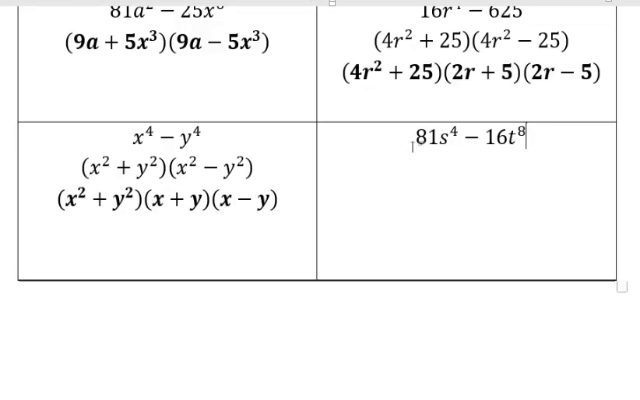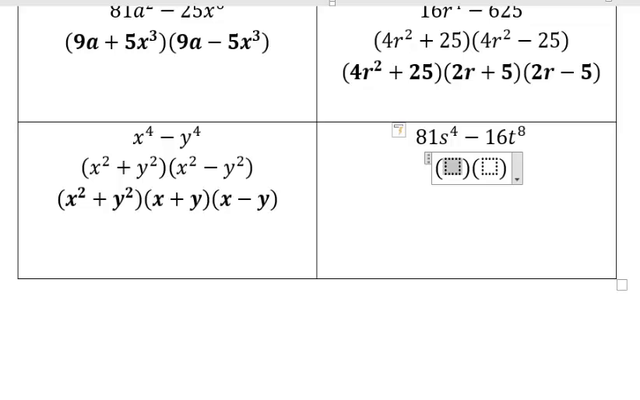Okay, so let's see this one. Square root of 81, 9. Square root of s4, s2. Square root of 16, 4. Square root of t8, t4. And I'm going to put the same thing again with a minus. Next, I can continue the process because for the second one, I can get the square root also.